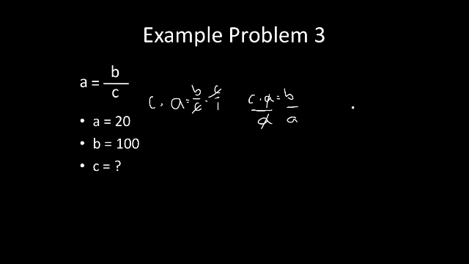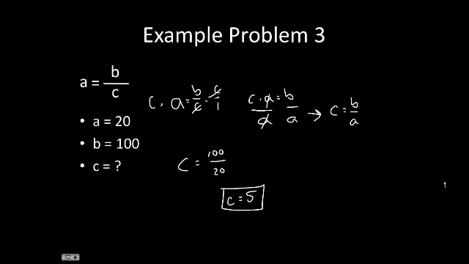They're gone. And I'm going to wind up with C equals B over A. And there's my equation. This is the one I'm going to use right here. I'm going to go ahead and plug right in. C equals 100 divided by 20. C equals 5. And that's how we solve this problem.